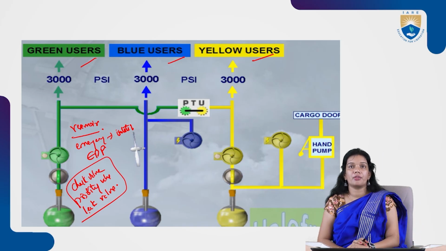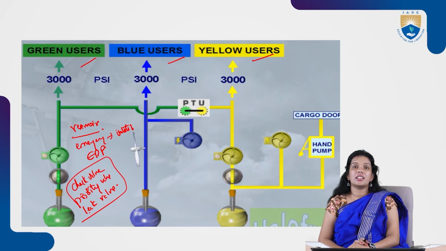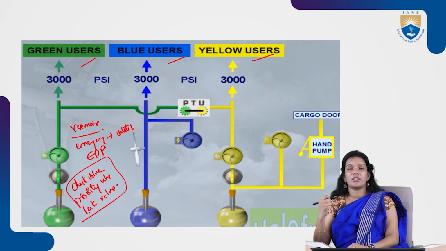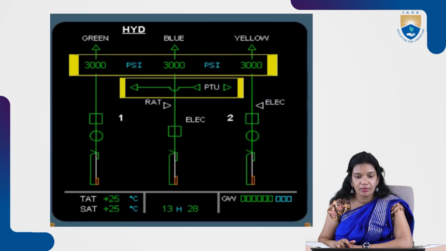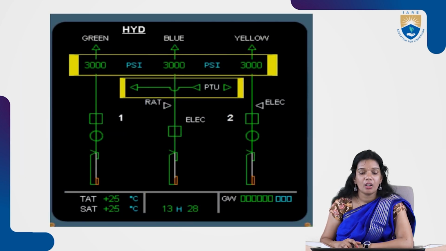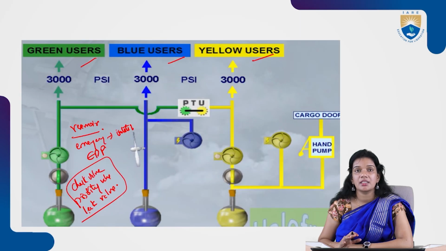So the backup, if auxiliary power or if electrical power is not working, then the left out option that we have here is hand pumps, right? So where you can manually do things, where you can manually open or have a cargo door operation here, right? So all three different channels are doing different things: we do have green system, we do have blue hydraulic systems, we do have yellow hydraulic systems, right?